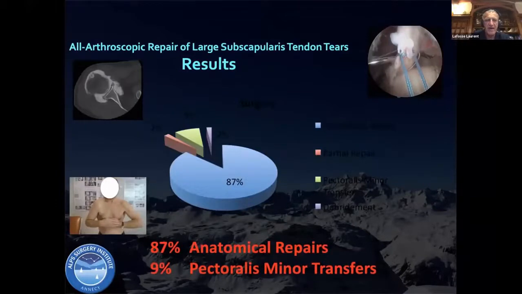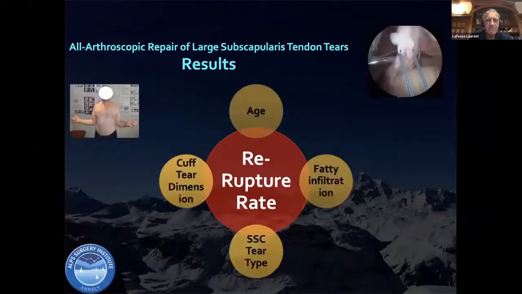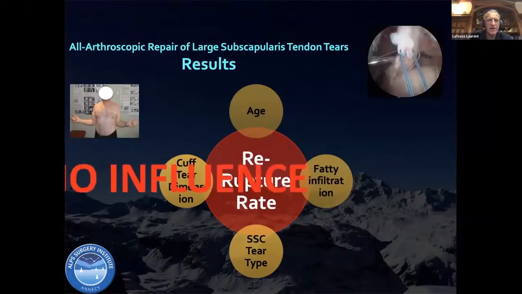We made a few pec minor transfers, and I didn't show you the video here, which is not the most important thing. But what you can see is that if you achieve a good subscap repair, you will have good results in most cases. The re-repair rate is not that big, and it's related to age, fatty infiltration, the dimension of the subscap tear, and the post-op. If the patient does not respect the immobilization and goes back to activity before 3 months, they will for sure have a recurrence of the tear.